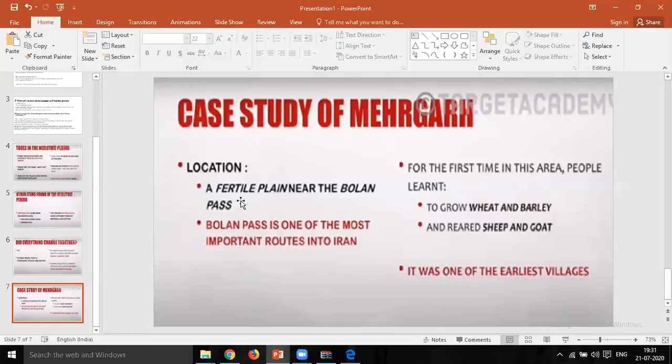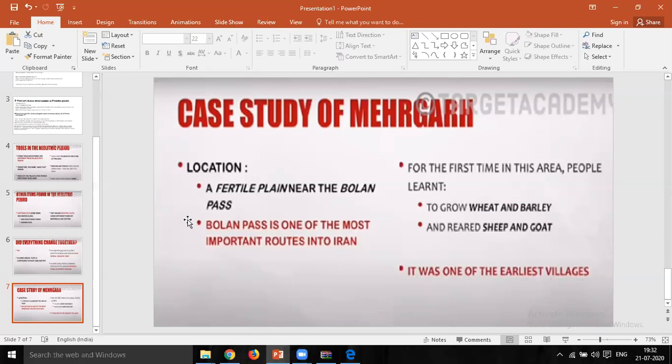It is a fertile plain near the Bolan Pass. Okay, it is located in a fertile plain near the Bolan Pass, which is one of the most important routes into Iran. Without passing this Bolan Pass, one could never reach the routes into Iran. So if you want to go to Iran, you have to pass the Bolan Pass, one of the most important routes that lead to Iran.